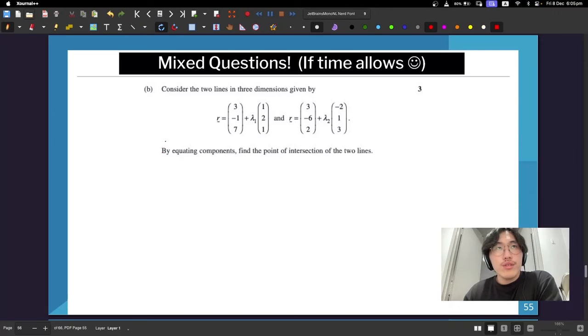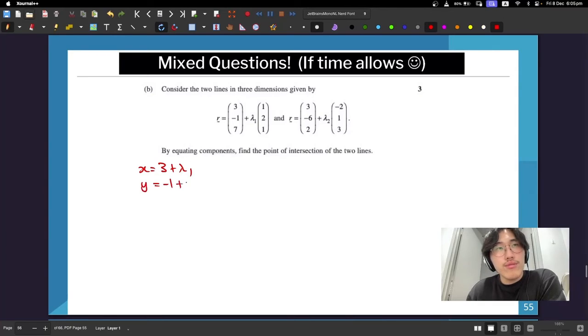By equating components, consider the two lines in 3 dimensions given by r equals (3, negative 1, 7) plus lambda (1, 1, 2, 1), and r equals (3, negative 6, 2) plus lambda (2, negative 2, 1, 3). By equating components, find the point of intersection between the 2 lines. All right, cool. So they told us to use components, and that is what I shall do.